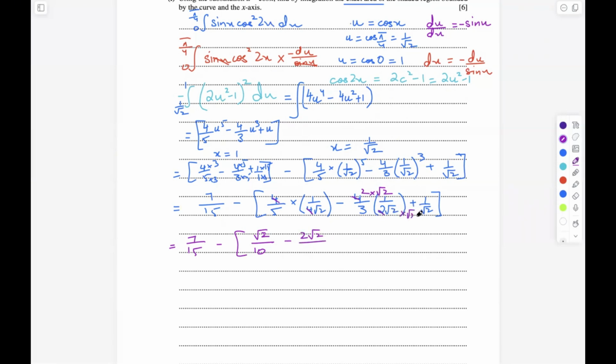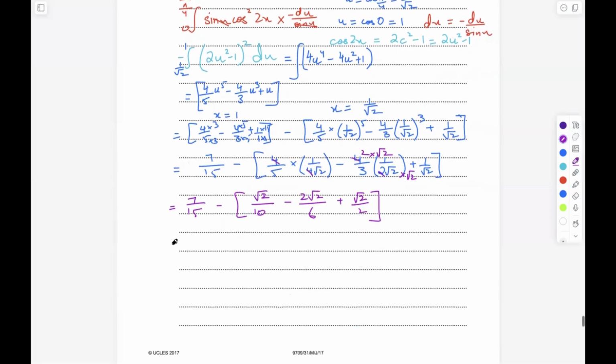As root 2 times root 2 becomes 2, so 3 times 2 is 6 plus, and this will become root 2 upon 2. Now taking the LCM over here, we'll get 7 upon 15 minus, so the LCM of 10, 6 and 2, that is 30. So this will multiply by 3. So this will become 3 root 2 minus multiplying this by 5. This becomes 10 root 2 and multiplying this by 15, that becomes 15 root 2.